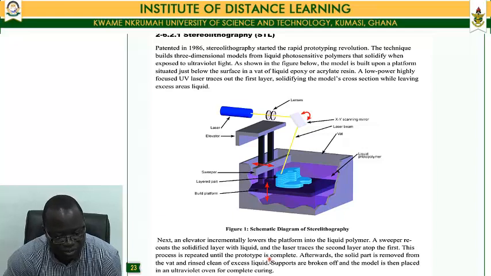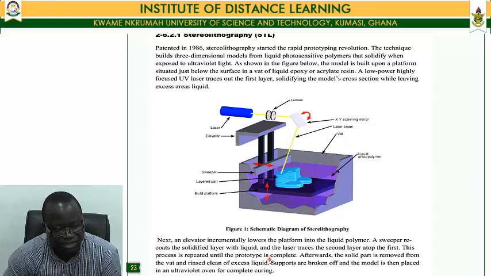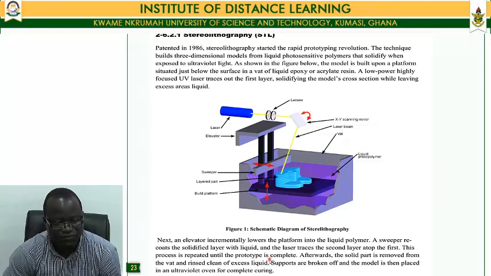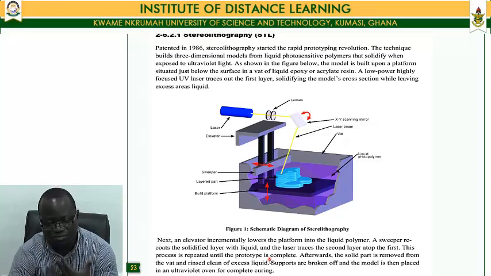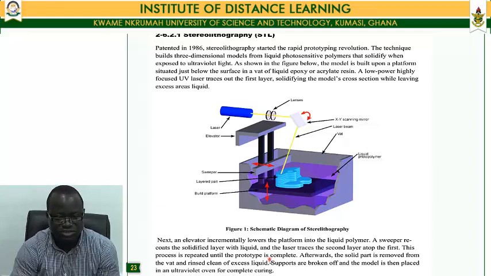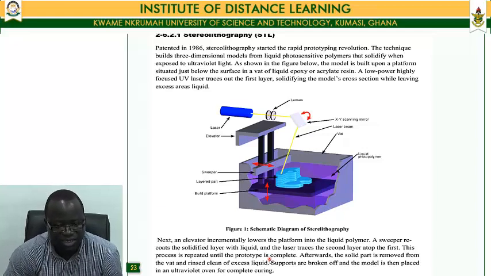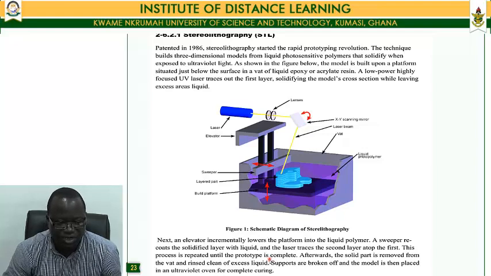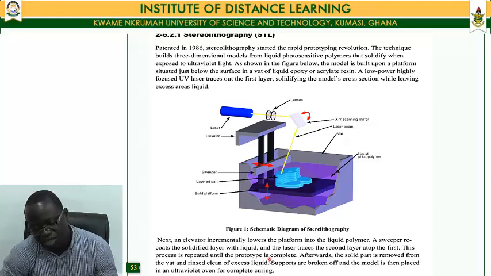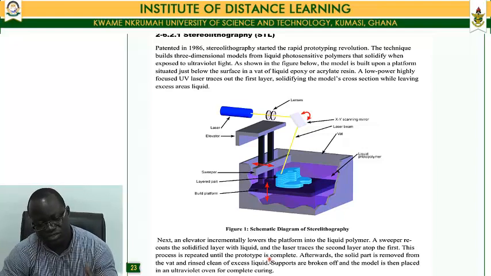Now, when it comes to STL, that is the stereolithography. This is the first technique, which was patented in 1986, and that actually started this whole rapid prototyping revolution. Basically, the technique builds the 3-dimensional model from a liquid photosensitive polymer.